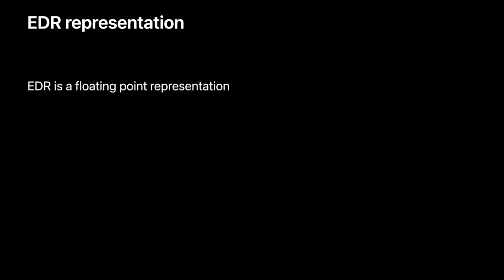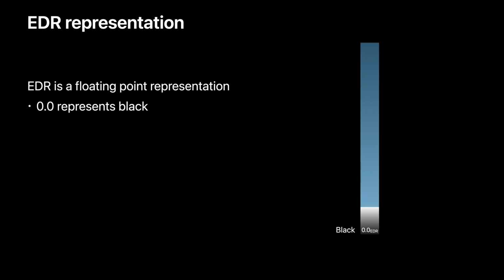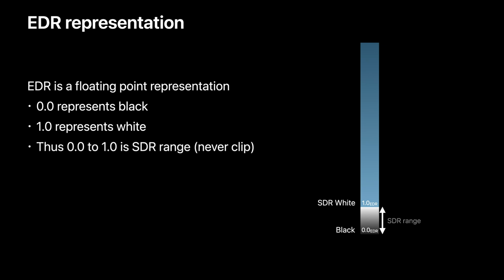EDR is a floating point representation. EDR 0 represents black. 1.0 represents SDR max, also known as reference white or UI white. Thus, EDR 0 to 1.0 represent the SDR range, the same as always. These values represent the subject of an image and will never be clipped when rendered.